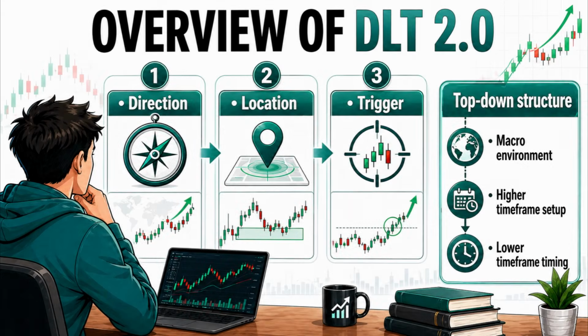Overview of the DLT 2.0 framework. DLT stands for 3 layers of analysis: direction, location, trigger. These layers describe how a trading idea can be structured from a top-down perspective. Layer 1 focuses on the macro environment of the market. Layer 2 focuses on a higher timeframe strategy setup. Layer 3 focuses on the execution timing on a lower timeframe.